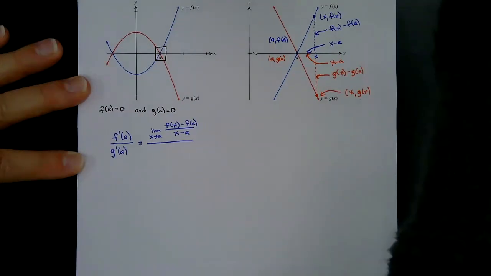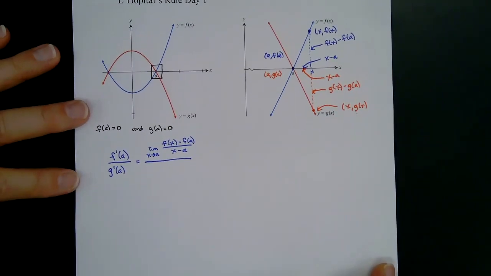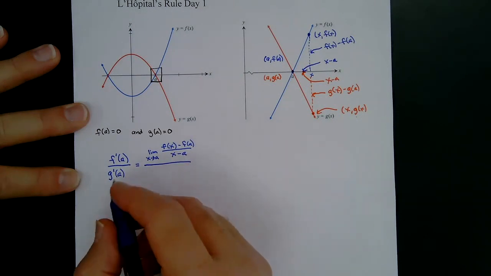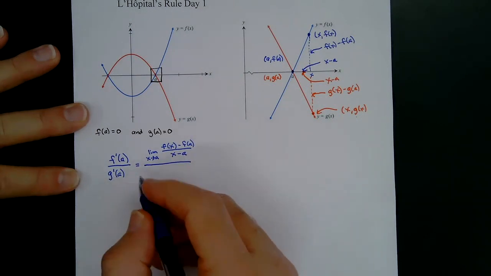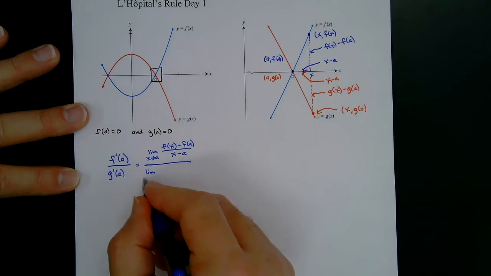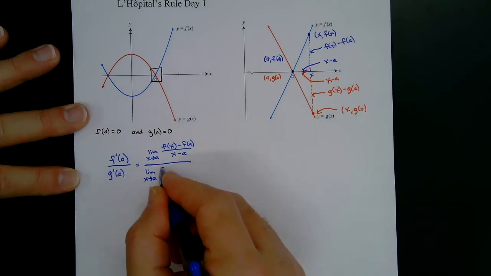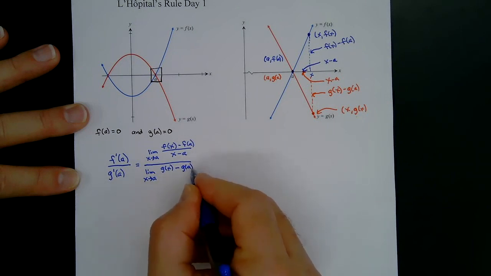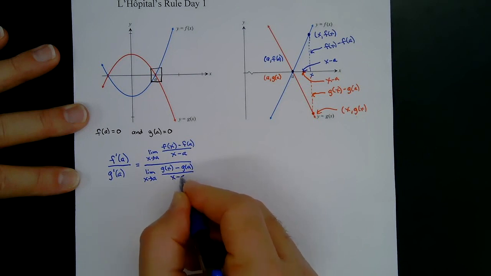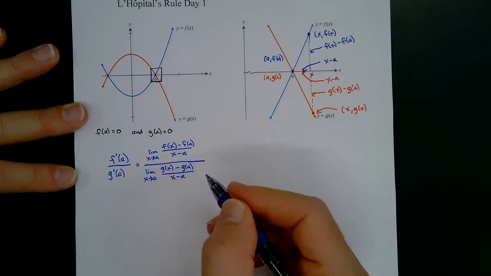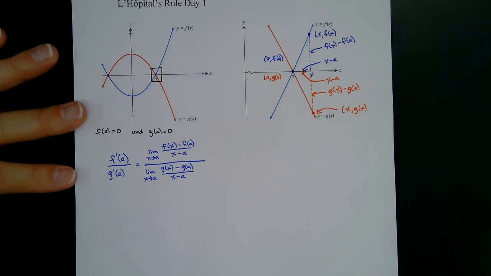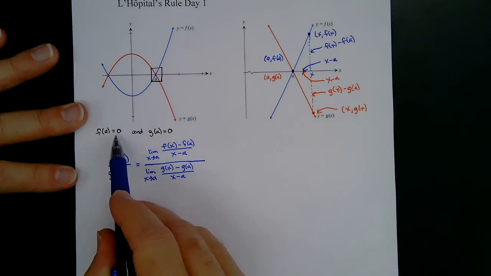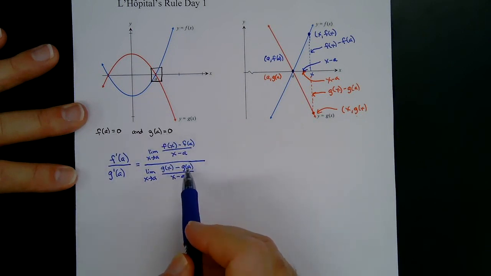I'm going to zoom in a little bit so you can see it a little bit clearer. All right, and then we can do the same thing for g instead of f. So the definition of the derivative of g at a is the limit as x approaches a of g of x minus g of a over x minus a. I'm going to extend this main fraction bar right there. So what do we know about f of a and g of a? Well, f of a is 0 and g of a is 0.